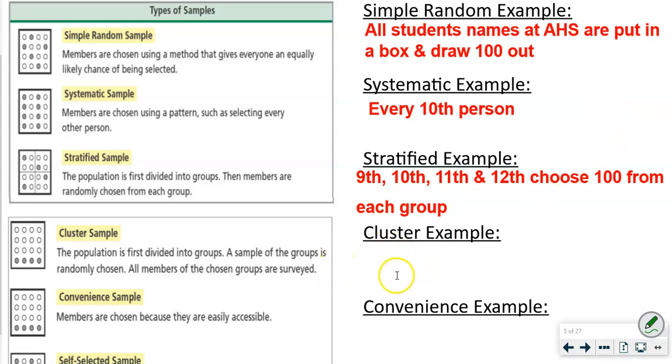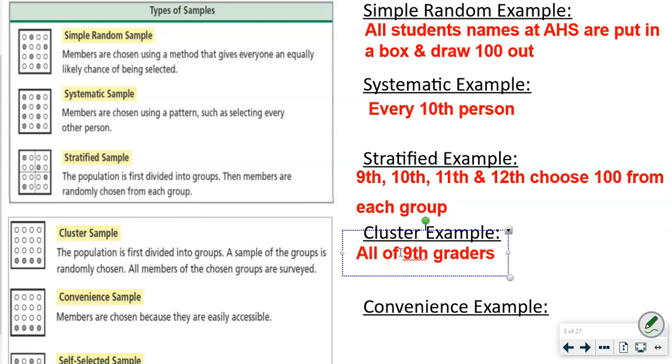Our next one's cluster. So this is the population is first divided into groups. Now these are very similar, stratified and cluster, okay, but there's a little bit of difference. So with the cluster, the population is first divided into groups, but then a sample of the group is randomly chosen. So all members of the group are surveyed. So on this one, we would basically say, we're going to break them up into groups, yes, but we're only going to survey the 9th graders, right? So we're going to survey all of the 9th graders. So now let's see if we can figure out what are the differences between these two. All of 9th graders. Pretty great if I could spell, y'all.